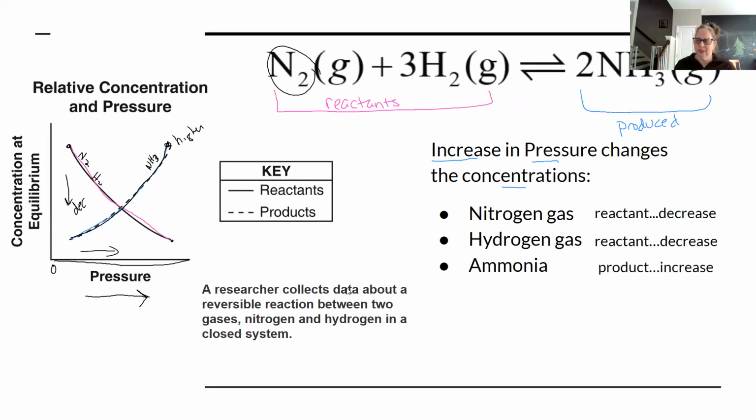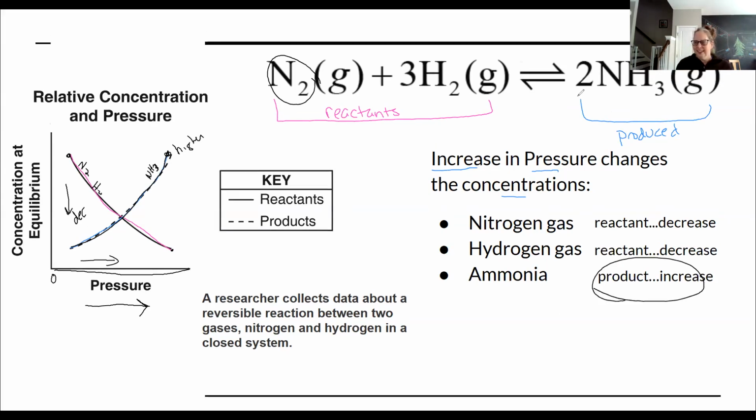Does this make sense? What did we just learn about? If we increase the pressure, we increase the rate of reaction. If we increase the pressure, we increase the product. If we increase the pressure, we are going to the right side. We're speeding up the reaction. So that does make sense.